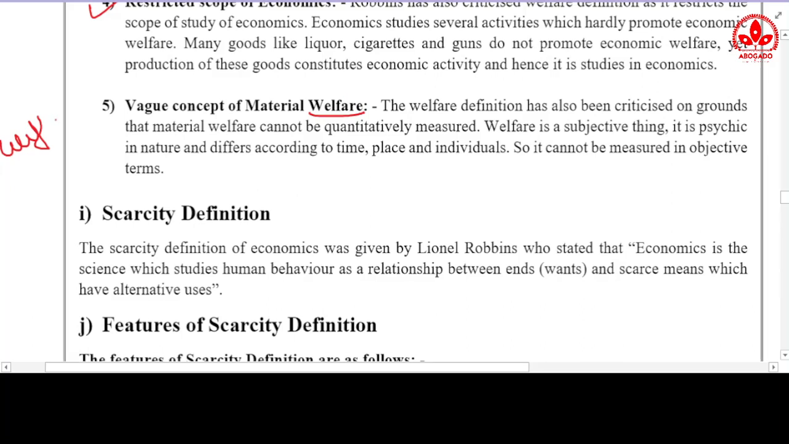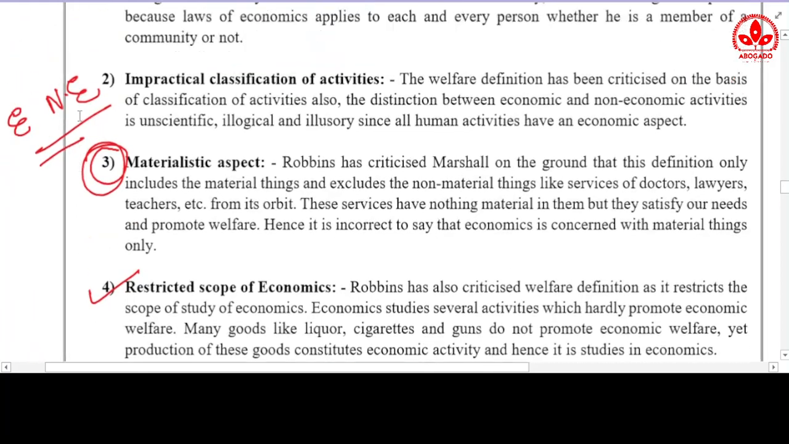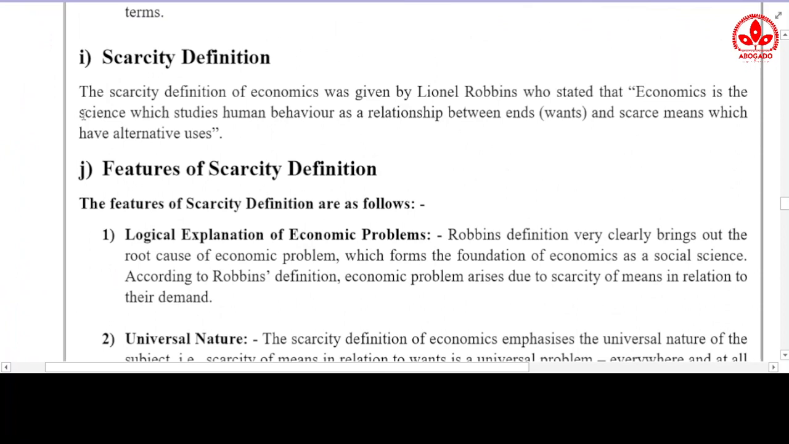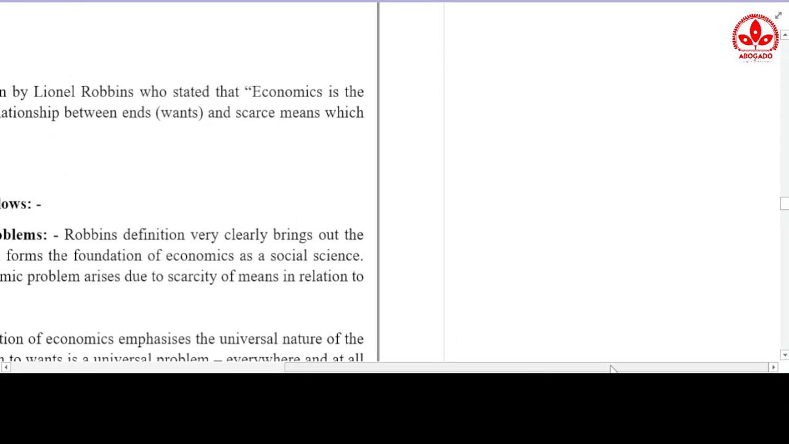Okay, so this is also a major drawback of the welfare definition of economics. After this, if we come to the scarcity definition, now the scarcity definition of economics was given by Lionel Robbins, who stated that economics is the science which studies human behavior as the relationship between ends and scarce means which have alternative uses. Now see, this is a universal fact that we human beings have a lot of wants.